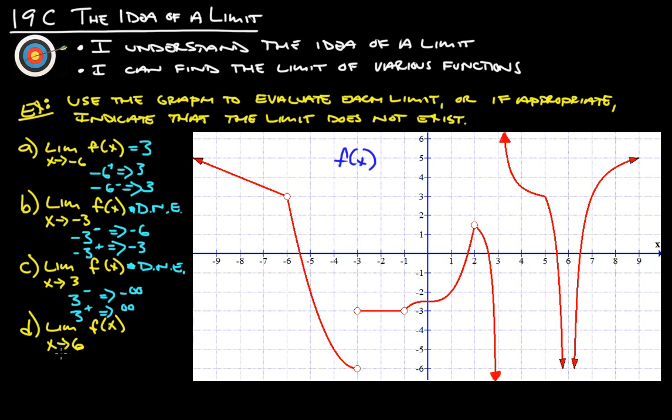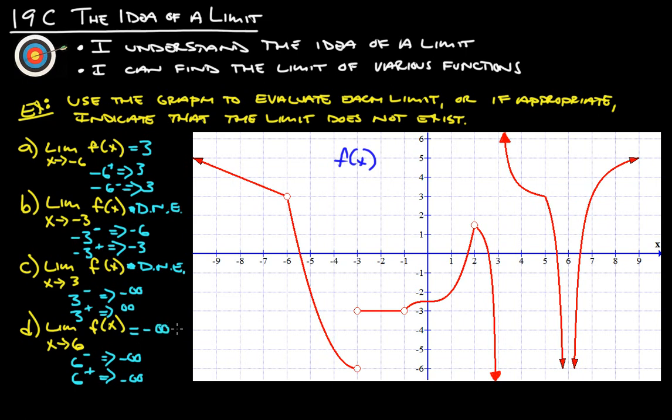And then last one here, as x approaches 6. Okay, so let's look at it as 6 from the positive side. Oh, let's be consistent. Let's see, 6 from the negative side, 6 from the positive side. Okay, as it approaches 6 from the negative side, we are going towards -infinity. As we approach 6 from the positive side, we are also going towards -infinity. So since it's going to the same value, this limit here actually equals -infinity.